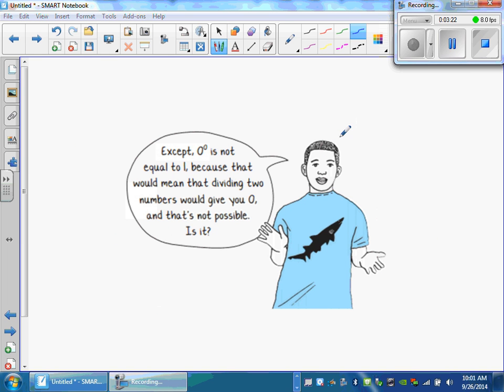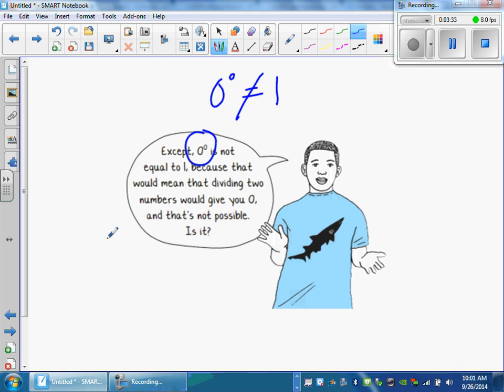Here we see our little friend in his shark shirt again. He's telling you that this case does not work to get an answer of 1. 0 raised to the 0 power does not equal 1. He's saying because anytime we have a number divided by a number, we get 1. Well, you can't take 0 and divide it by 0 and get 1. It doesn't make sense. So this will not work.